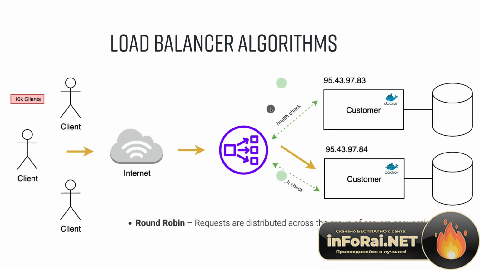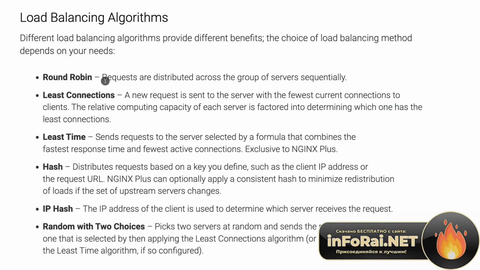But obviously, there are many algorithms that you can choose from. So you've got round robin, where requests are distributed across the group of servers sequentially. You have least connections: a new request is sent to the server with the fewest current connections to clients. You've got least time: send requests to the server selected by a formula that combines the fastest response time.